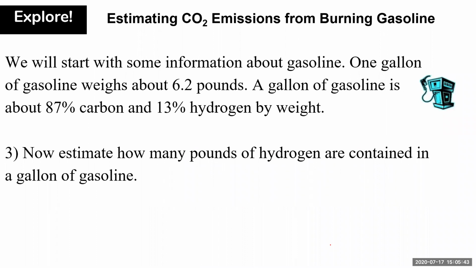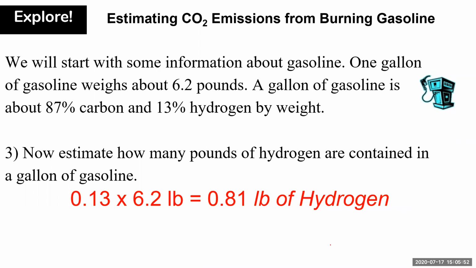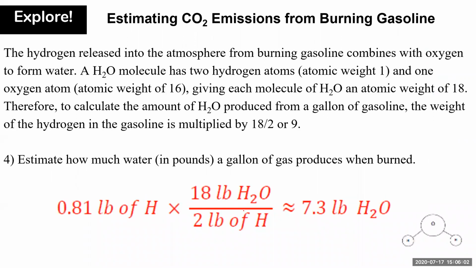Now we want to look at hydrogen. A gallon of gasoline contains 13% hydrogen. So we change that to a decimal and multiply to know how many pounds of hydrogen are in a gallon of gasoline. We want to change that as well.